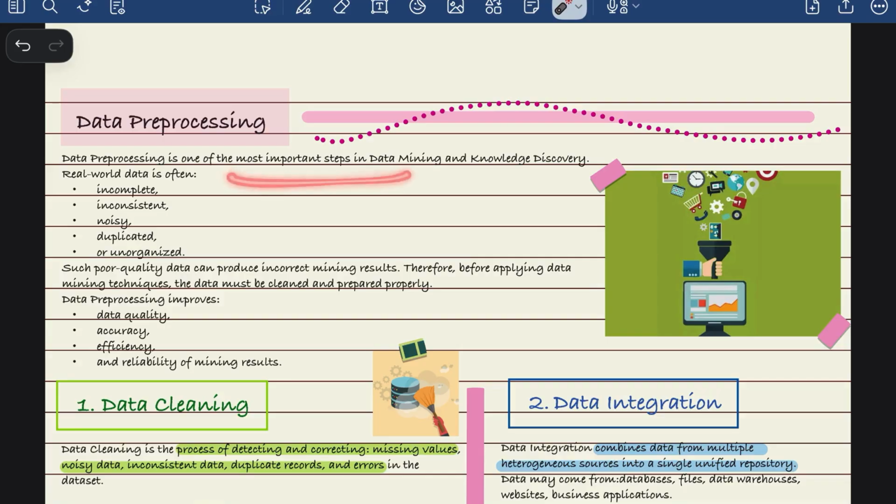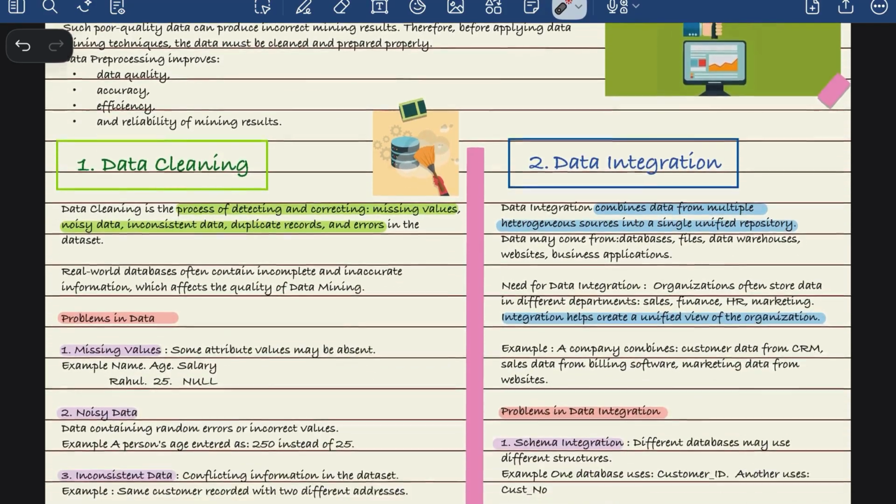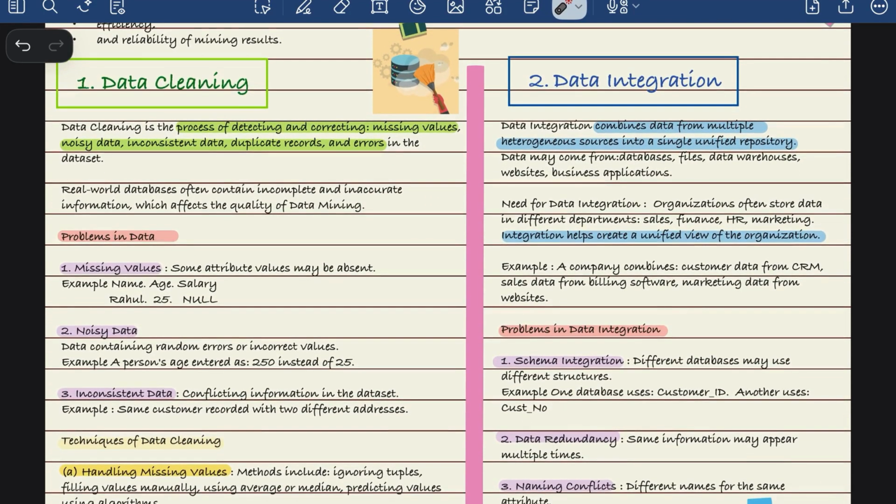Okay, it is the most important step in the entire KDD and data mining process. So let's break down these golden steps of preprocessing. So data preprocessing, first step is the data cleaning.